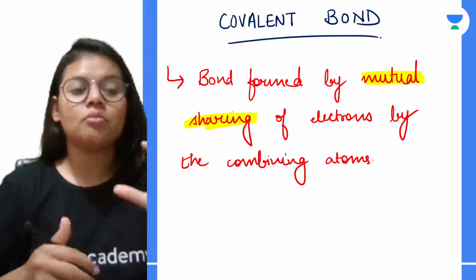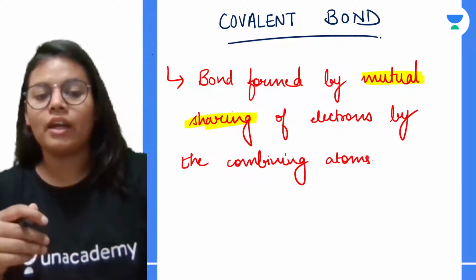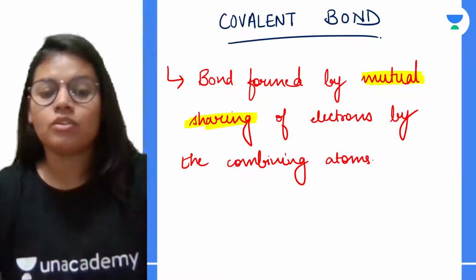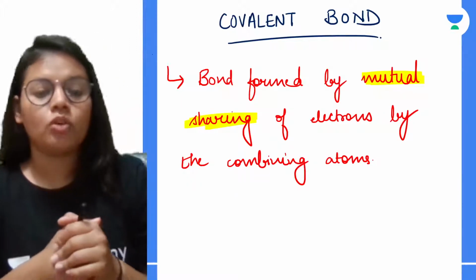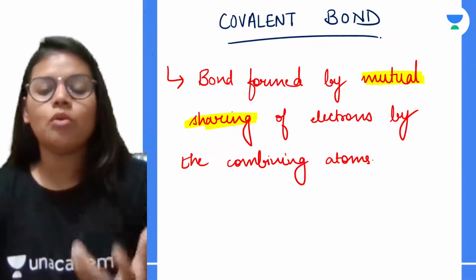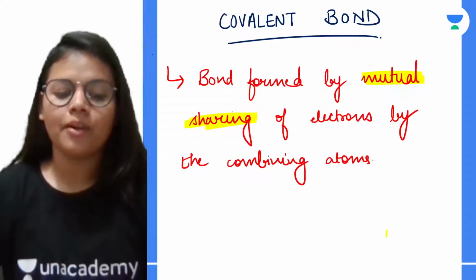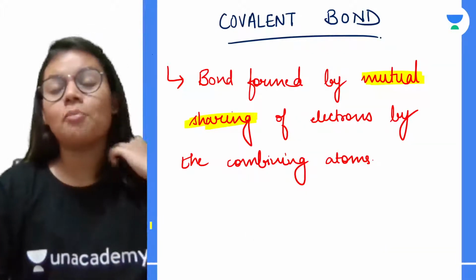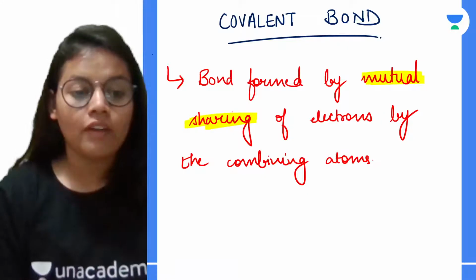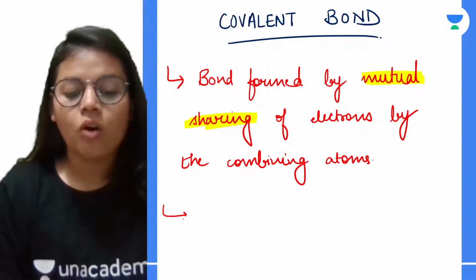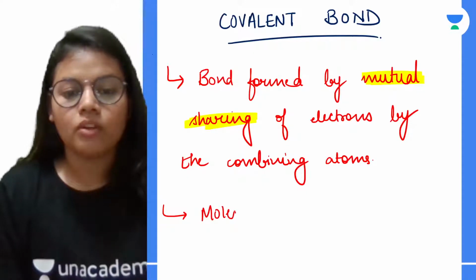Mutual means, let's suppose one atom is providing one electron, then the other will also be giving one electron to that particular atom. So mutual sharing basically means that an equal number of electrons are shared from both sides. Okay, so this is known as a covalent bond. The compounds formed by this bond are of course known as covalent compounds, and this bond is also known as a molecular bond.